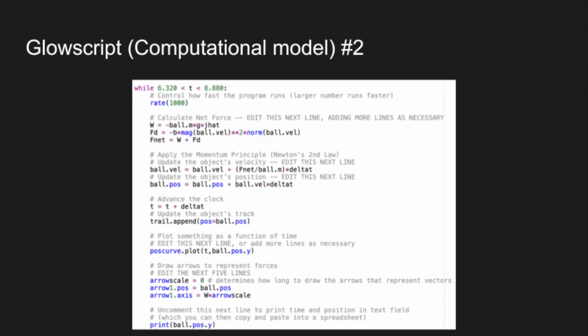And for the second part of coding, we have our t between 6.32 and 8.88, and then we've got our gravitational force and drag force, and drag force's role is to lower the gravitational acceleration. And same thing, we've got our velocity and position update formula, and then also update our t. And that's it for our computational model, basically.